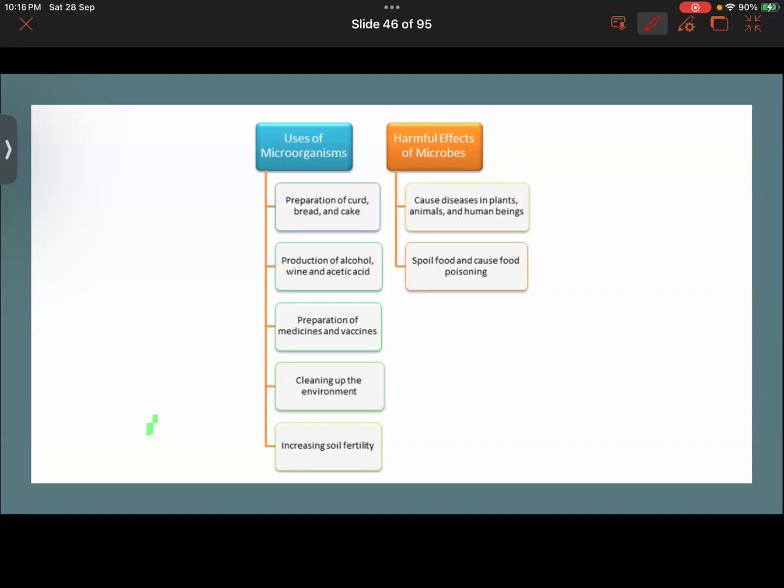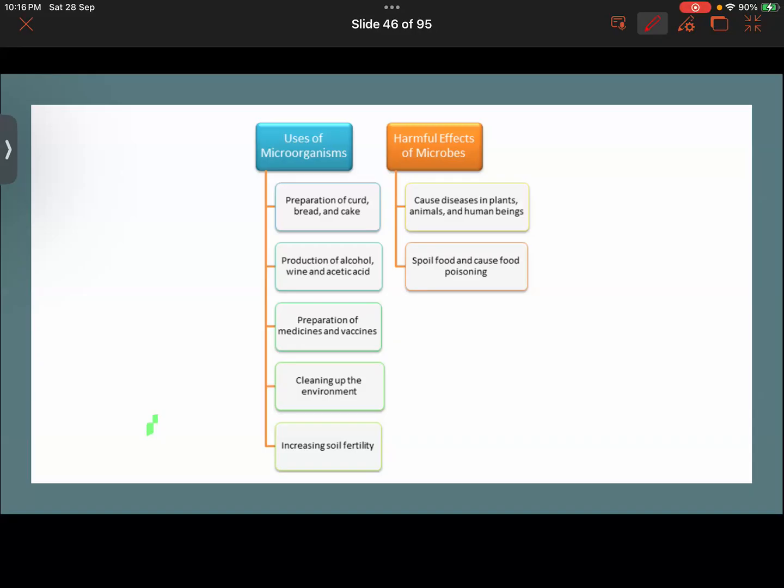So, in general, the uses of microorganisms are as follows: in preparation of curd, bread, cake, in alcohol manufacturing, the manufacturing of acetic acid, preparation of different kinds of antibiotics and vaccines. They act as decomposers and thereby clean the environment, and they also add nutrients to the soil and thereby increase the fertility of the soil. So these are in general some of the uses of microorganisms.